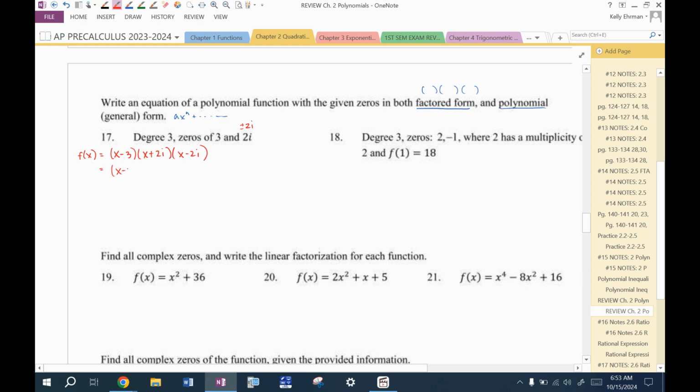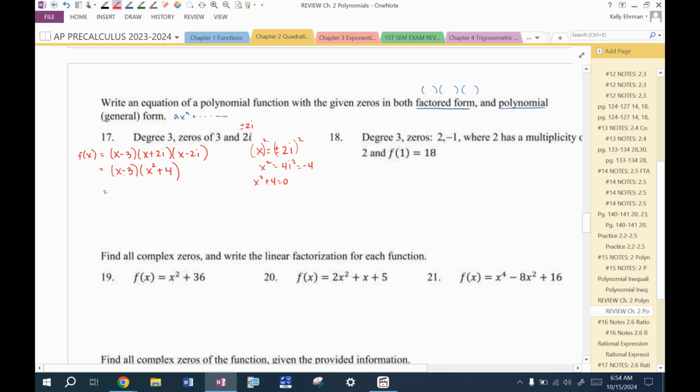Now, you might know, because we've been doing this for a while, that x plus or minus 2i is how you would factor x squared plus 4. But if you don't know, remember, you can always do this. X equals plus or minus 2i. Square both sides. X squared equals 4i squared, which is negative 4. Add that to get 0. So that's how you get that factor.